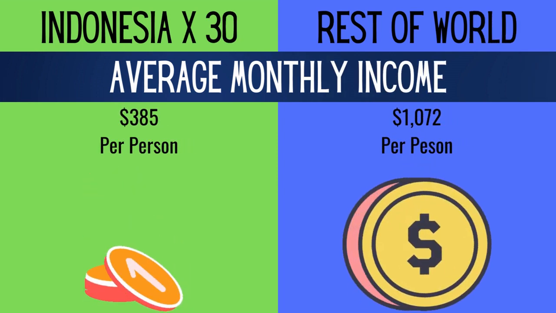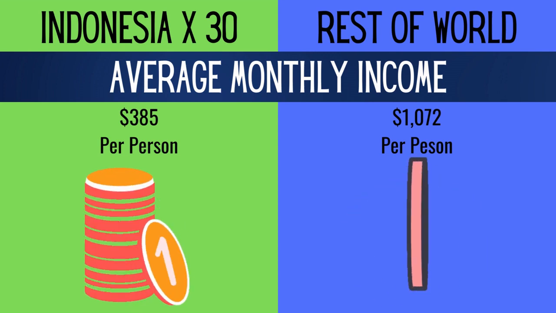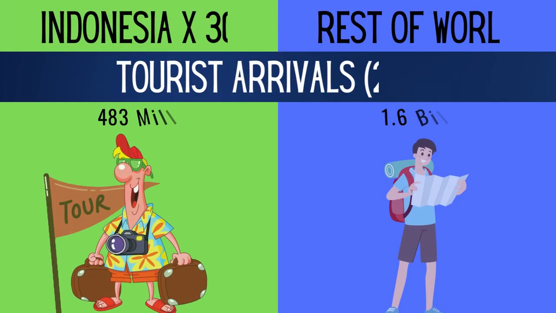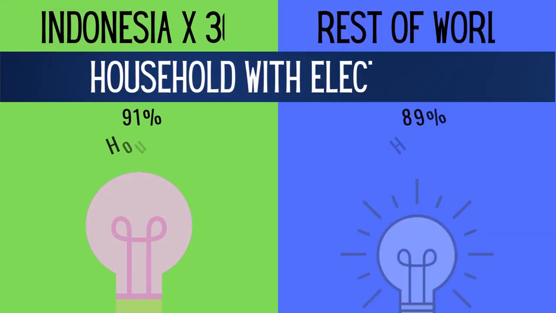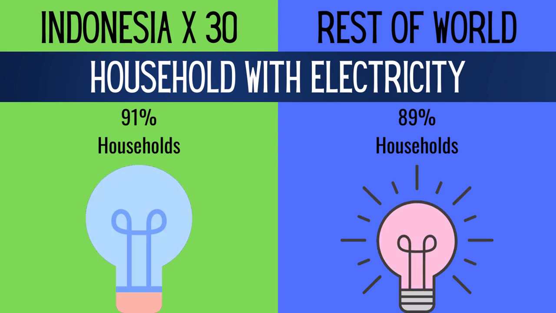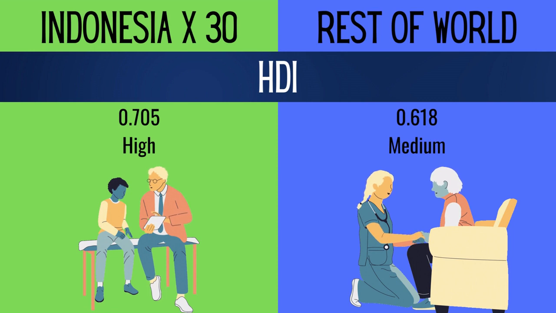Average monthly income of Indonesia is $385, and it's $1,072 per person in rest of the world. 483 million tourists arrived to Indonesia in 2019, and 1.6 billion tourists arrived to rest of the world in 2019. 91% of households have electricity in Indonesia, and 89% of households have electricity in rest of the world. HDI of Indonesia is high, and the HDI of rest of the world is medium.